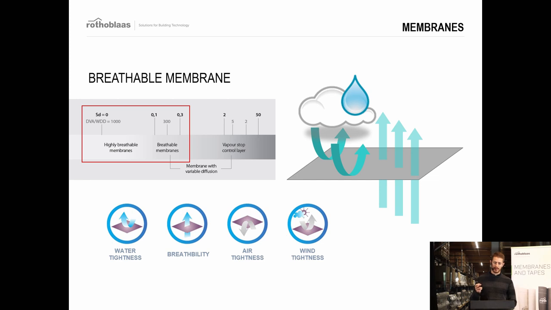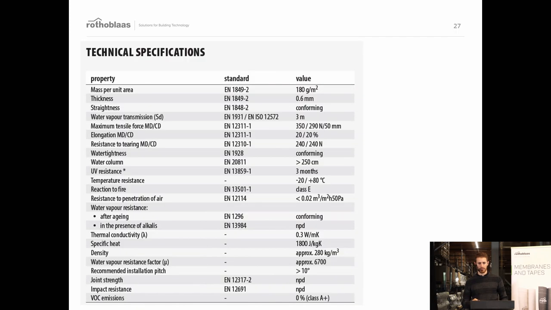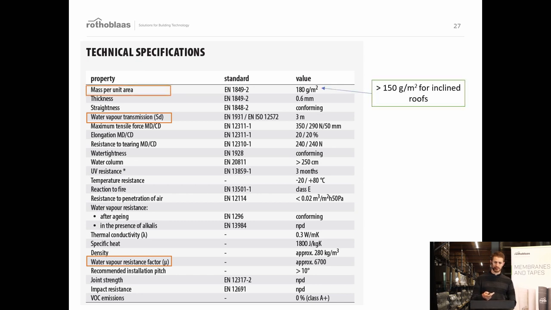And so the breathable membrane is a membrane that, of course, lets the vapor go through, but it stops the water from getting in the other way. As we can see in this image, it's placed on the outside of the roof or wall. And in a technical sheet, for instance, in the one that I'm showing you right now, you can see all these characteristics that our membranes have. So it's very important to study the technical sheets in the right way. For instance, here you can see the vapor transmission and also all the other characteristics that we just explained before.